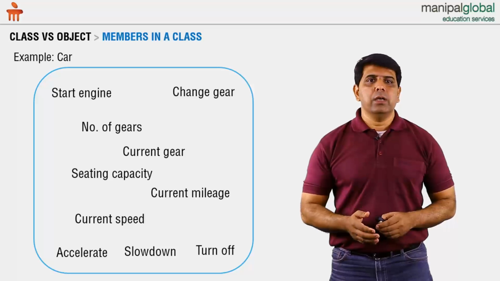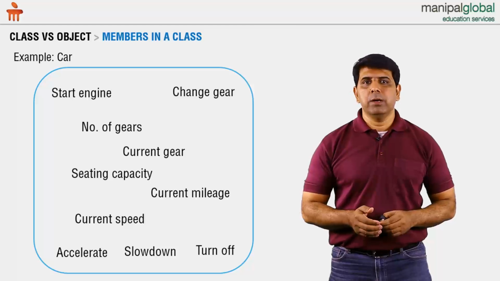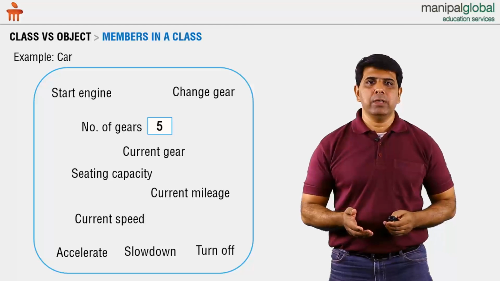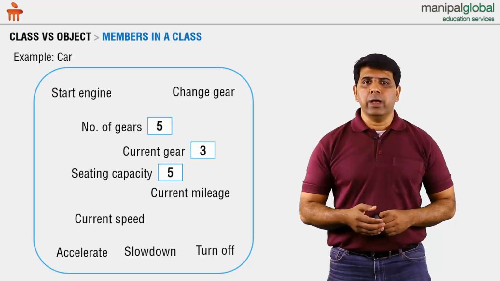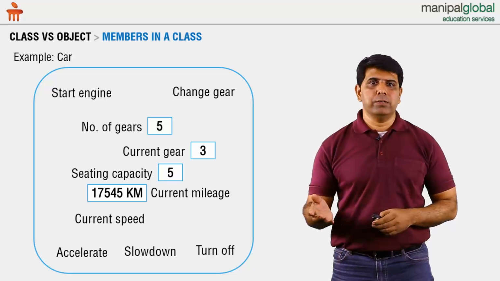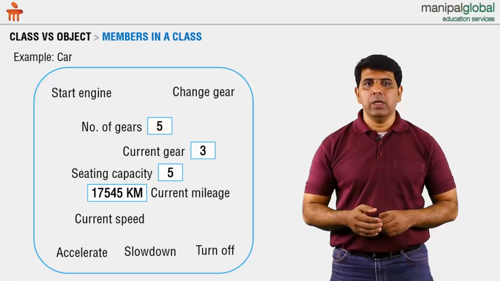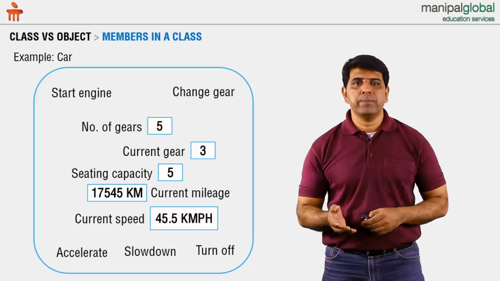Out of these, some of them represent information. For example, number of gears is 5. Current gear that I'm driving at is 3. There are 5 seats available and currently it's driven some 17,545 kilometers. What's the speed I'm going with? So 45.5 kilometers per hour.